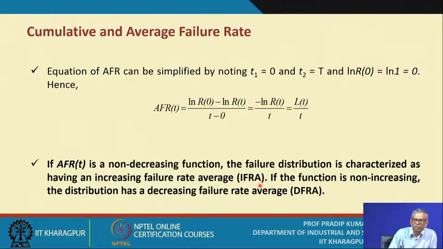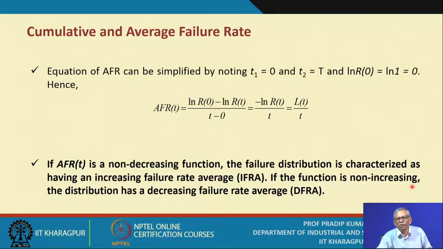Now, how to do that? What are the technical means with which you can control this increasing failure rate average? There are many ways you can arrest, you can control this. There could be engineering solutions, there could be technical solutions. If the function is non-increasing, that means decreasing, what could be the possible reasons that you have to find out?